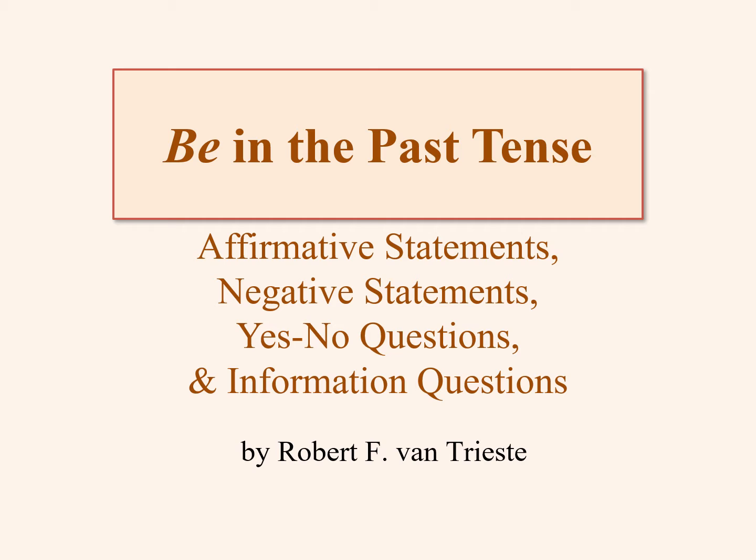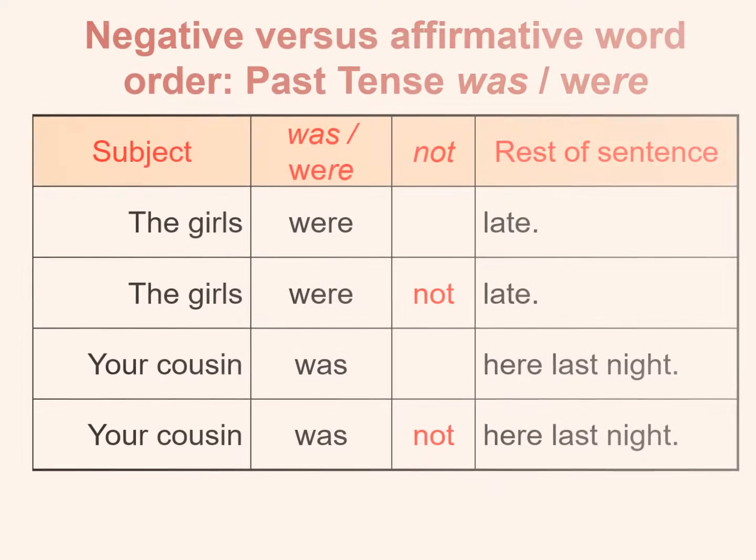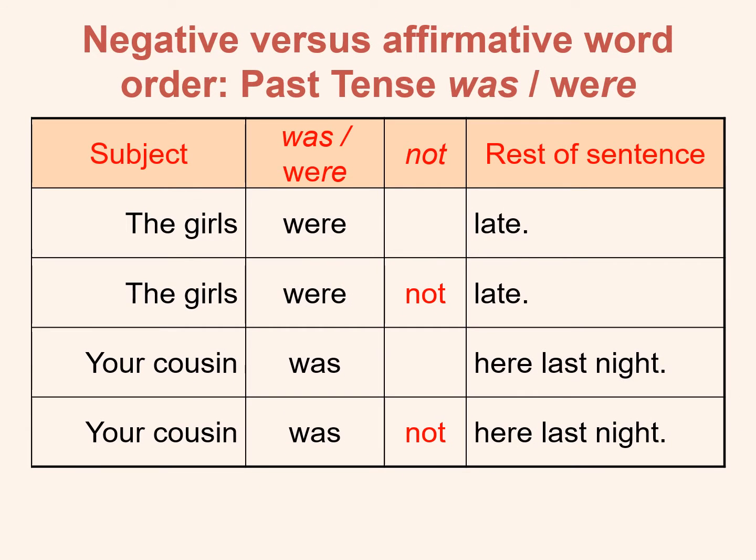Be in the past tense. Affirmative statements, negative statements, yes-no questions, and information questions. The verb be has two past tense forms. That makes the verb be different than all other verbs in English. All other verbs in English only have one form in the past, but be has two forms.